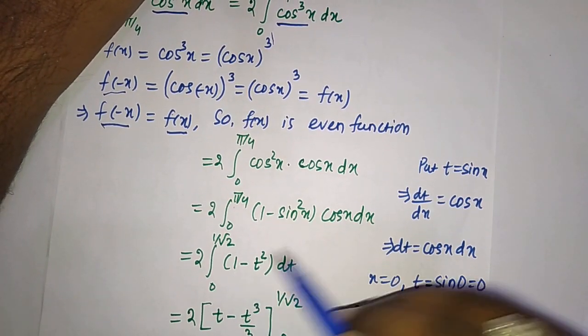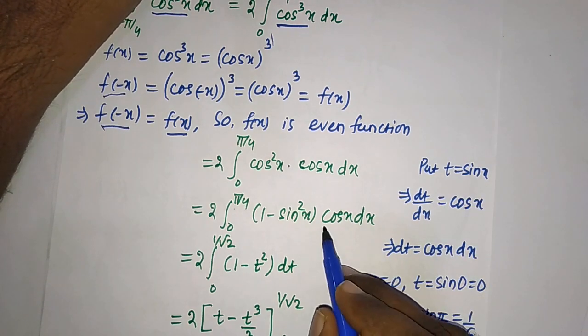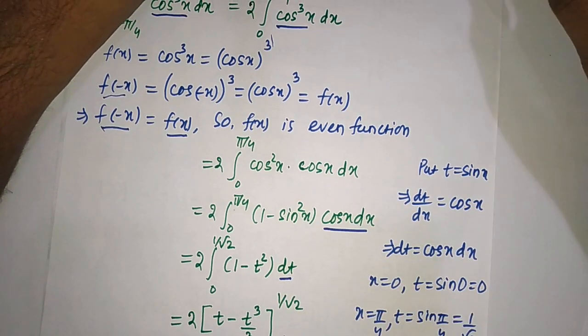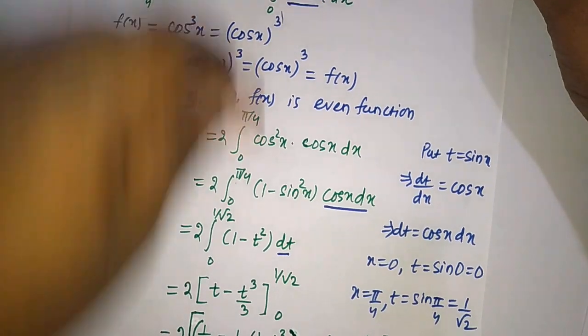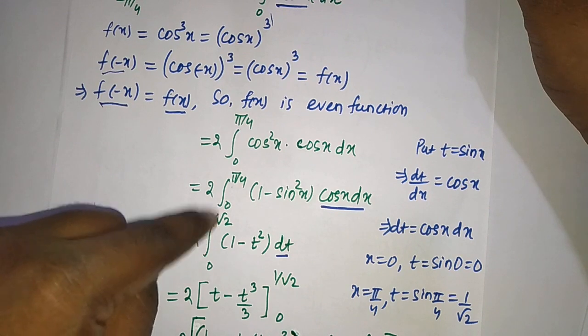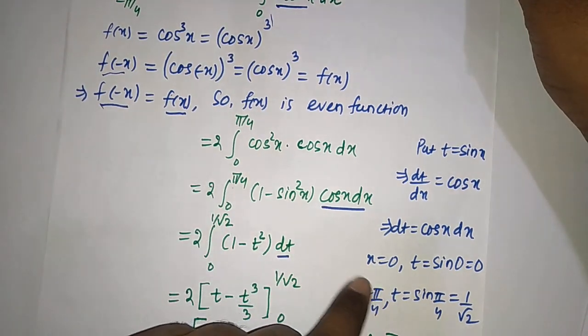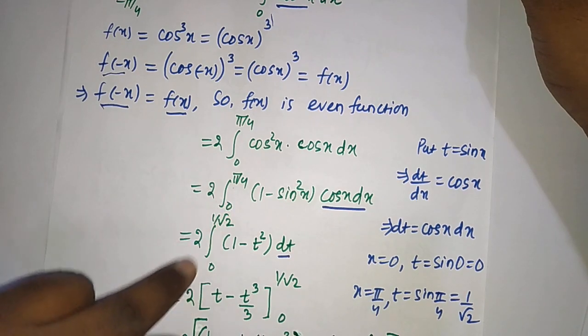So after putting t here, you will get 1 minus t square, and in place of cos x dx, we will put dt. So here you have got 1 minus t square into dt. And similarly, when you use substitution, you have to change its limits as well. So when x equals 0, then t equals sin 0, which is 0. So in place of 0, we will put 0.